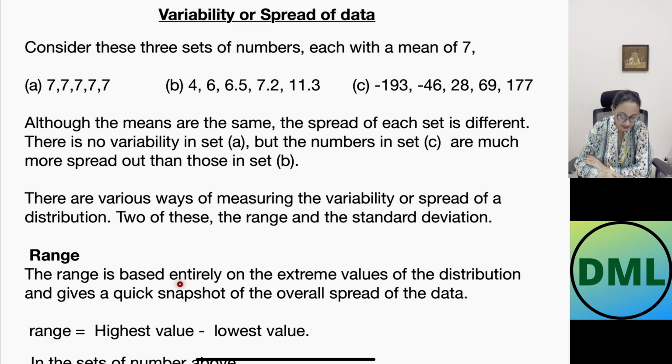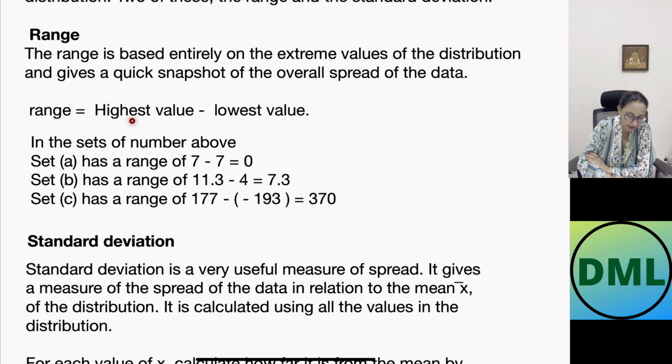The range is based entirely on the extreme values of the distribution and gives a quick snapshot of the overall spread of the data. Range is given by the highest value minus the lowest value. In the sets of numbers above, set A has a range of 7 minus 7, which is 0. Set B has a range of 11.3 minus 4, which is equal to 7.3. Set C has a range of 177 minus minus 193. The minus will become positive, and if you add it, your answer will be equal to 370. This is the range of all the three sets we have.